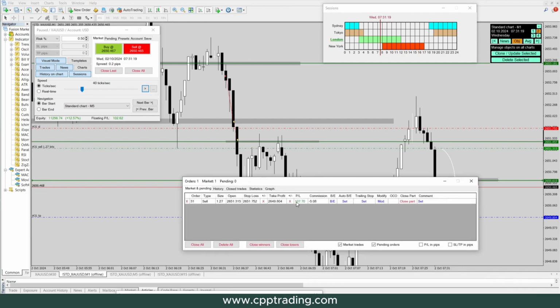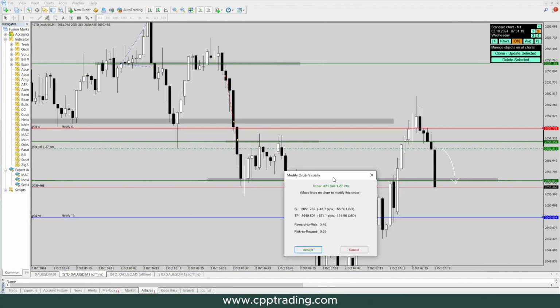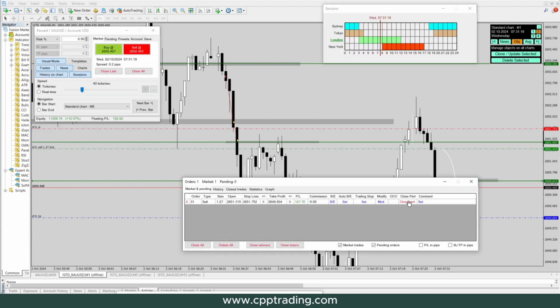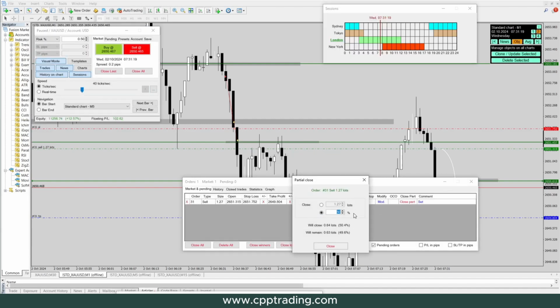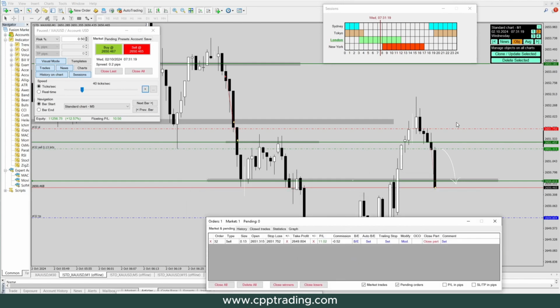Let's secure, realize the majority of our position. Partial close, let's do again 90%. And our stop, we're going to move above this candle. Well, at this point, we can just might as well move it to break even.